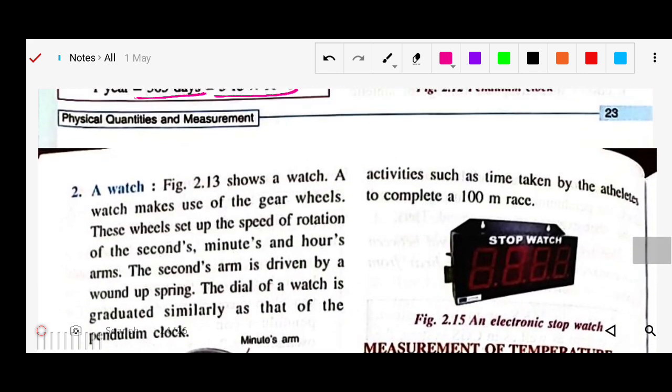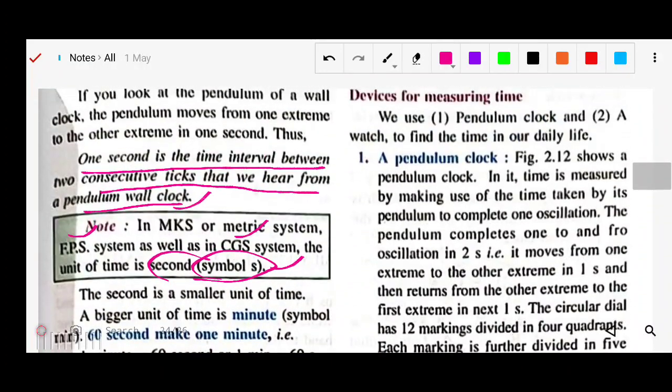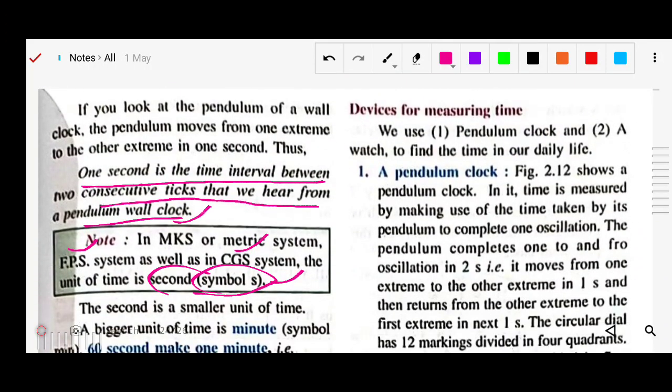So now we'll see some more about the pendulum. Devices for measuring time. So what are the devices that we'll use to measure time? First is the pendulum, and the second one is a watch. Okay, so first we'll see about the pendulum. In the pendulum, how does it work? What is its working architecture?